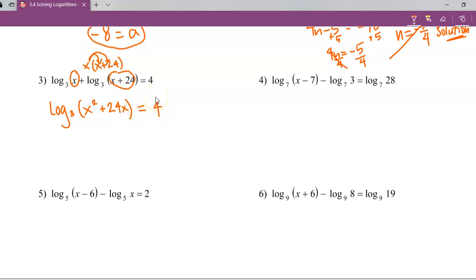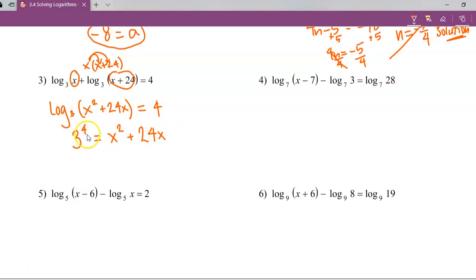So I still don't have a log on each side, but now I have this left-hand side condensed into one log. Now that it's condensed into one log, I can change forms here. I can change this into exponential form. So remember, my little base here will be raised to the exponent of 4. So we're changing forms to exponential form. So 3 to the 4th power equals x squared plus 24x.